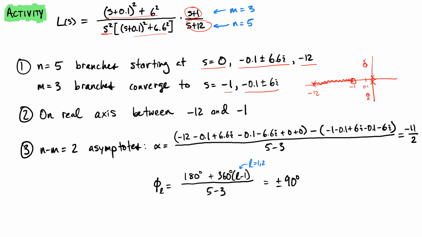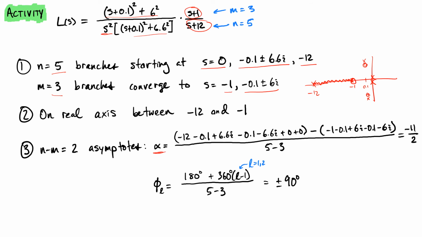So calculating the asymptotes, we know that we have, in this case, 5 branches, and 3 of those branches will head to the zeros. So there's going to be 2 remaining ones that are going to go to asymptotes. And so where's the center of those asymptotes? That gets a little bit more complicated.